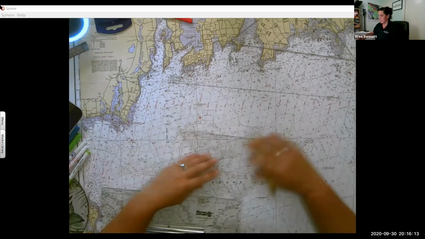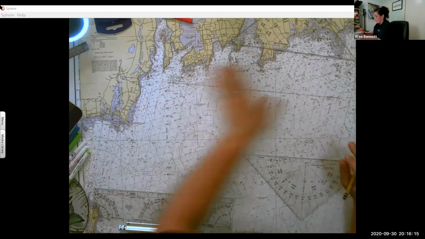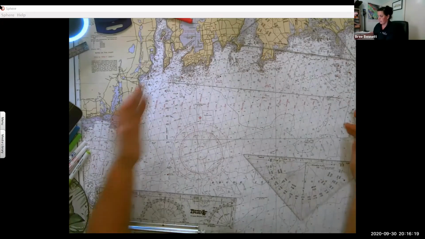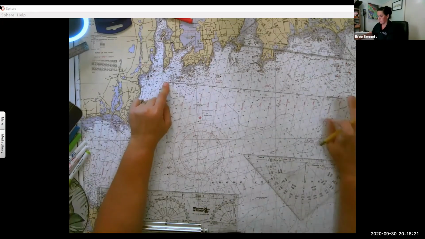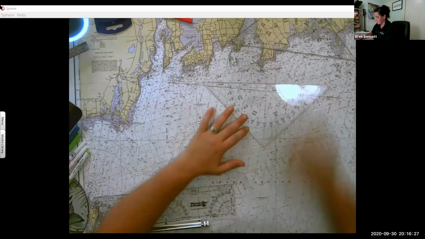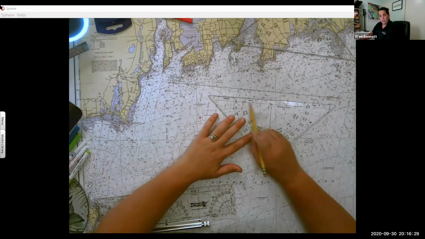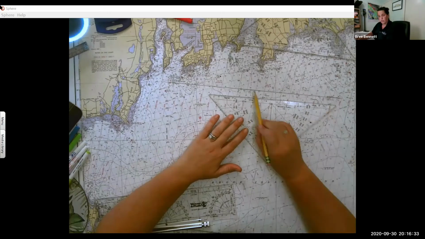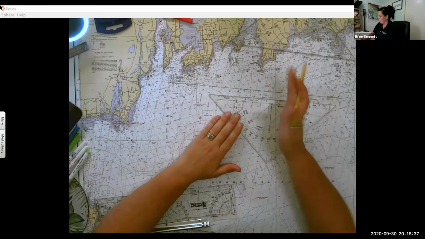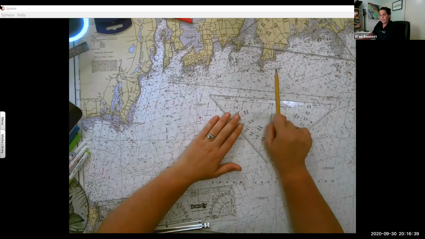Okay, so now that we have our line, we want to know what the course is. If I'm going from Breton Reef Light to Buzzard's Light, I want to know what the course is. If I'm using the triangle, I put that long side of the triangle, that black line, right on the course that I have in question, and it's crossing two meridians, a meridian here and a meridian here.